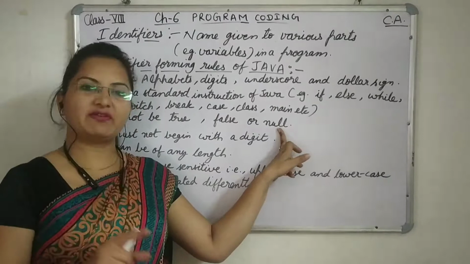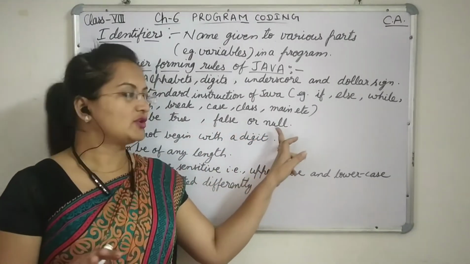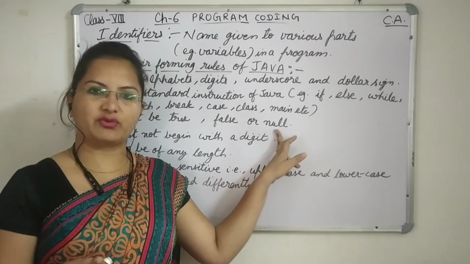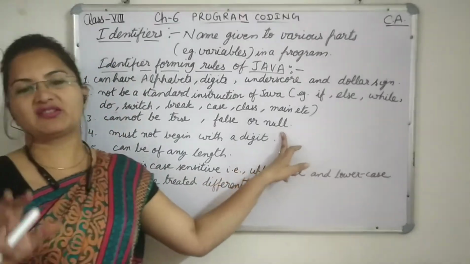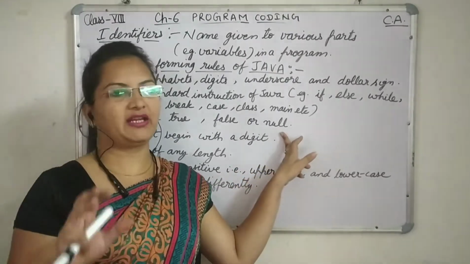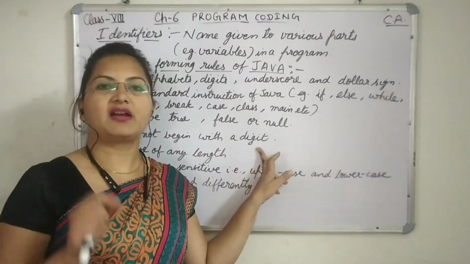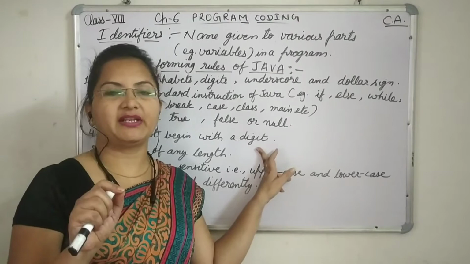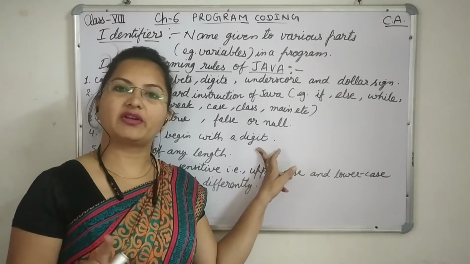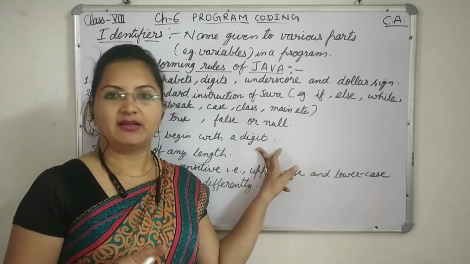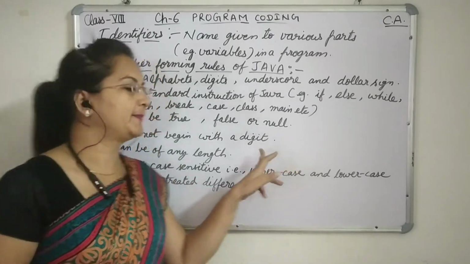They have some specific meaning in Java. True means 1, false means 0 and null means nothing. So they are also literals, means values. But they are used by Java, and so we cannot use these words as an identifier name or variable name. It must not begin with a digit. Identifier name or variable name will never start with a number. It can start with underscore, it can start with alphabets. It can start with dollar symbol also, but it cannot start with a number.